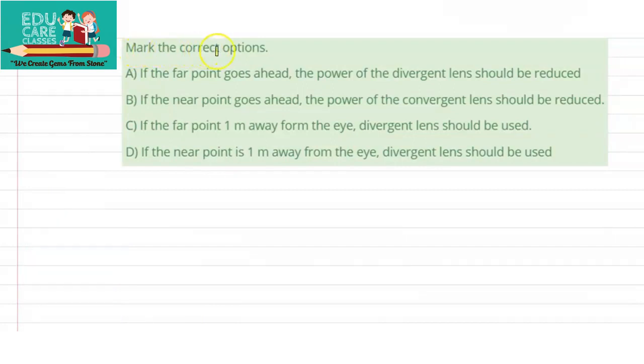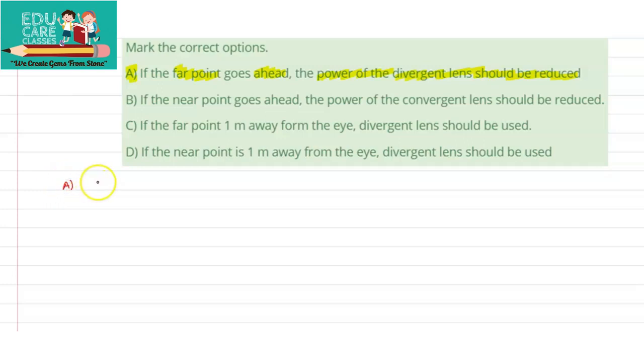Our question is: mark the correct options. Option A is: if the far point goes ahead, the power of the divergent lens should be reduced. Now, option 1 says that if the far point is shifted ahead, let us discuss A.